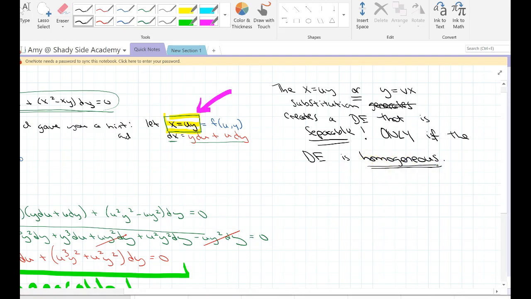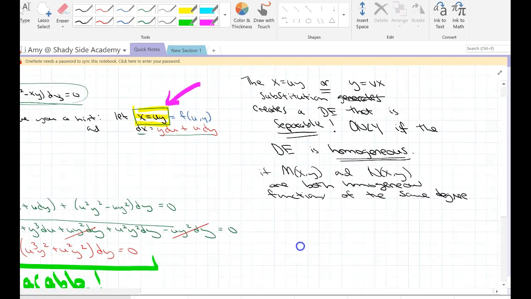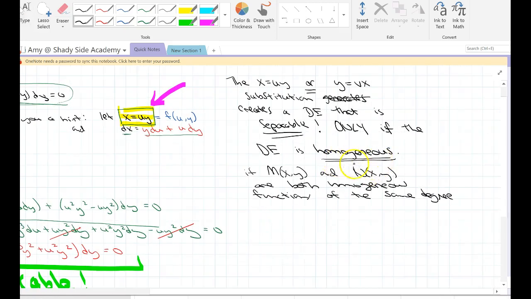A diffie-q is homogeneous if the following is the case. Ready? A diffie-q is homogeneous if the functions M of x,y and N of x,y are both homogeneous functions of the same degree. I know sometimes people hate when you define the word homogeneous using the word homogeneous, and I hear you. So let me now define what a homogeneous function is.